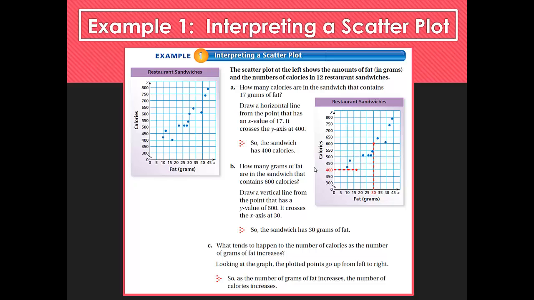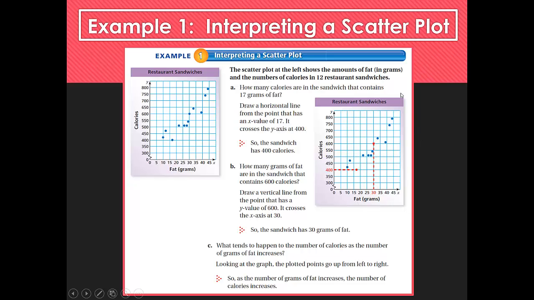For B, how many grams of fat are in a sandwich that contains 600 calories? So looking at the scatter plot on the left, we can go up to 600 on the left-hand side because that stands for calories. Then we're going to go across until we hit a dot. We hit a dot right here. Now we're going to go straight down and see that it is 30. So the sandwich has 30 grams of fat.